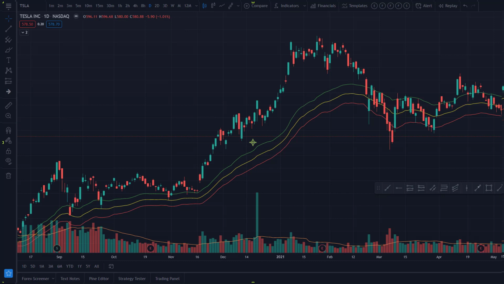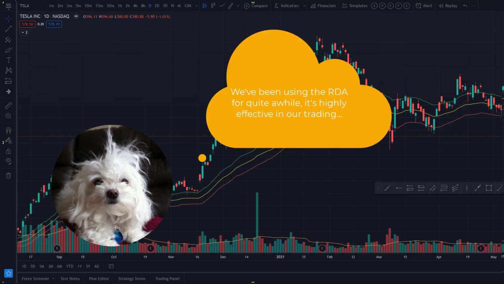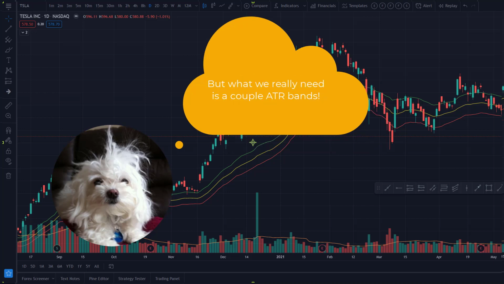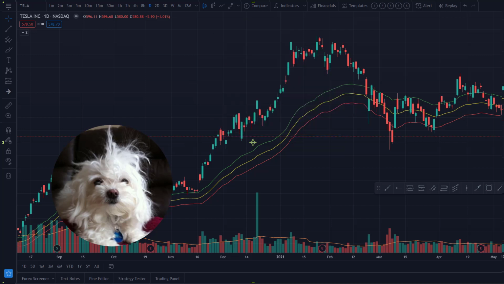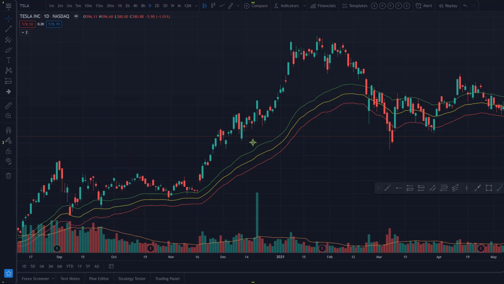So first up, you might be asking, how did we get here? Well, it was pretty simple, actually. I was trading one day, and Rex kind of came up to me and said, we've been using this RexDog Average for quite a while. It's highly effective in our trading. But what we really need is a couple of ATR bands. I was a little taken aback, a little surprised. I looked at Rex and said, that's pretty insightful for a little dog. Well, Rex looked back at me, tilted his head, and then went and pissed on a tree. So that's how we got here.